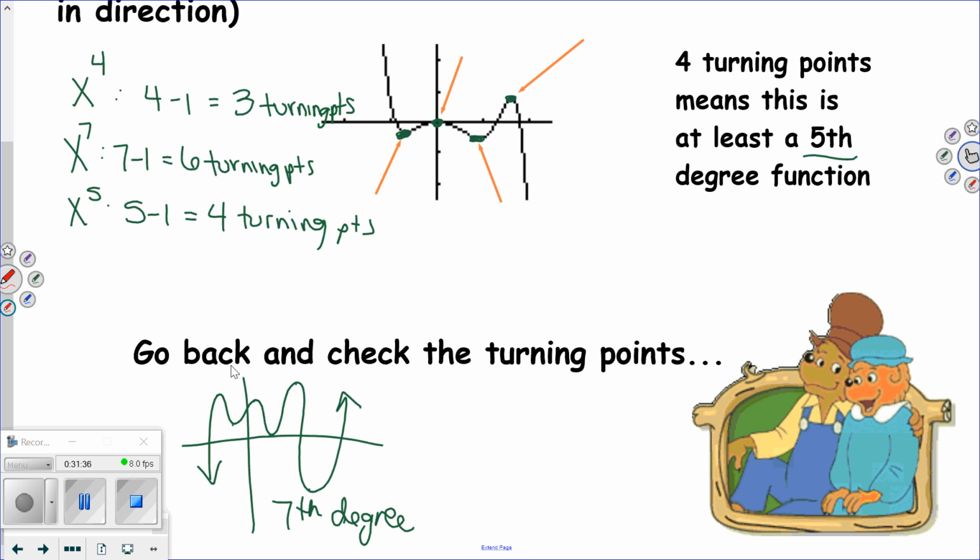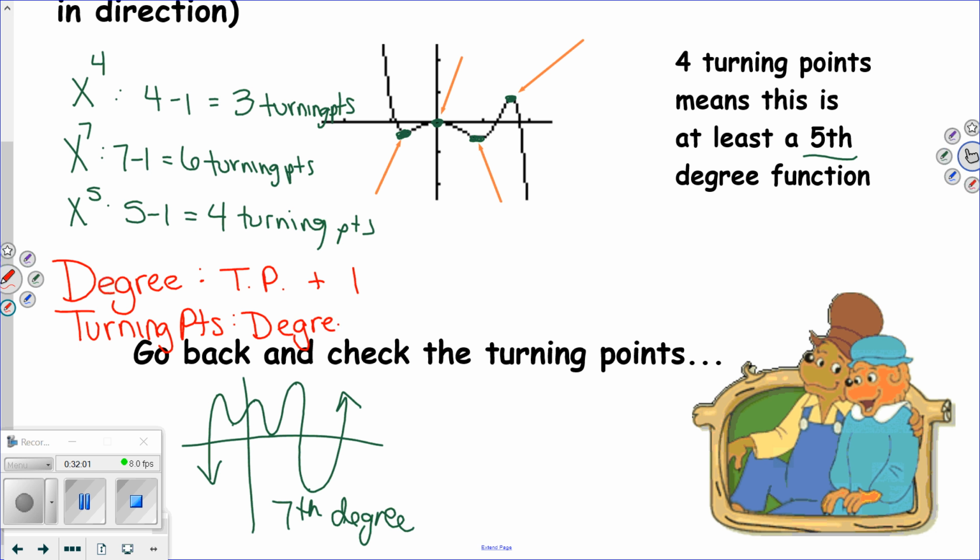Depending on which direction you're going. So let's kind of clarify that, okay? If I ask you to find the degree versus if I ask you to find the turning points: degree is going to be your turning points plus 1. If I ask you for my turning points, that's degree minus 1. Kind of depends what I give you. But yeah, that kind of puts it together for you.